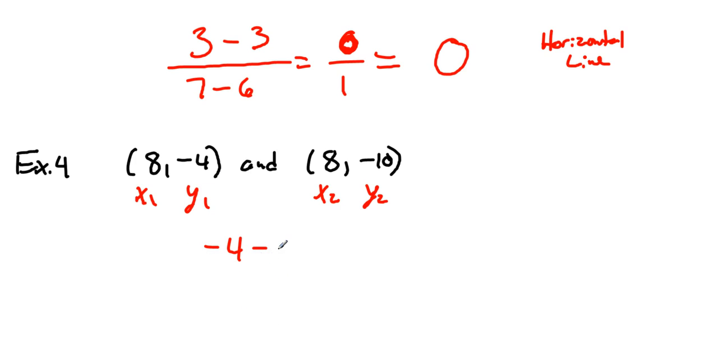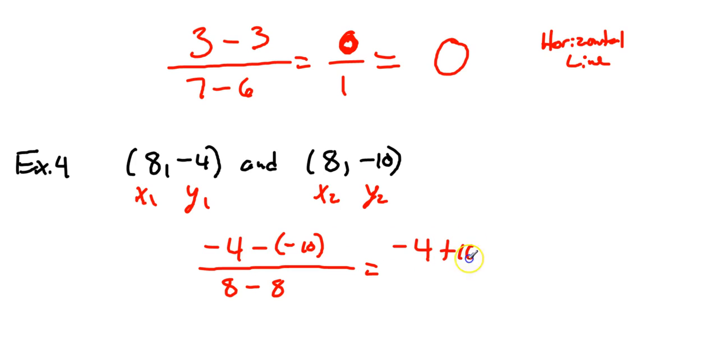Now, here's one thing I would say. Anytime you plug in a negative number, put that number in parentheses. Especially if you're using the Casio or the Texas Instruments calculator, punch that in and it'll do the work for you. On the bottom, they're both positive, so it's just 8 minus 8. If you do negative 4 minus negative 10, that's negative 4 plus 10 over 0. And then negative 4 plus 10 is 6 over 0.